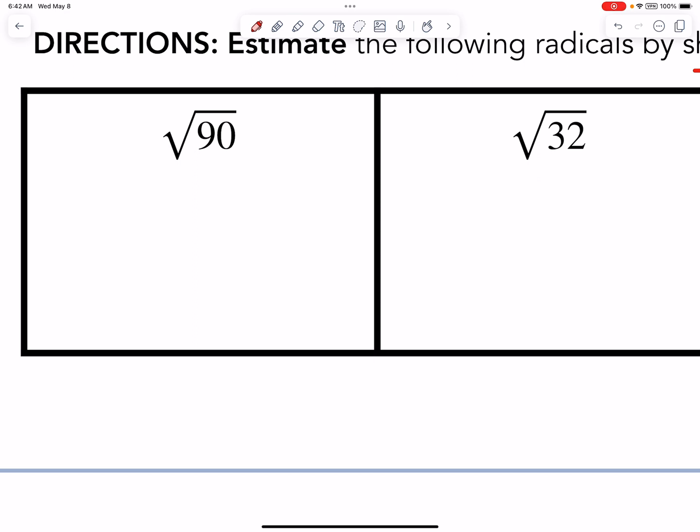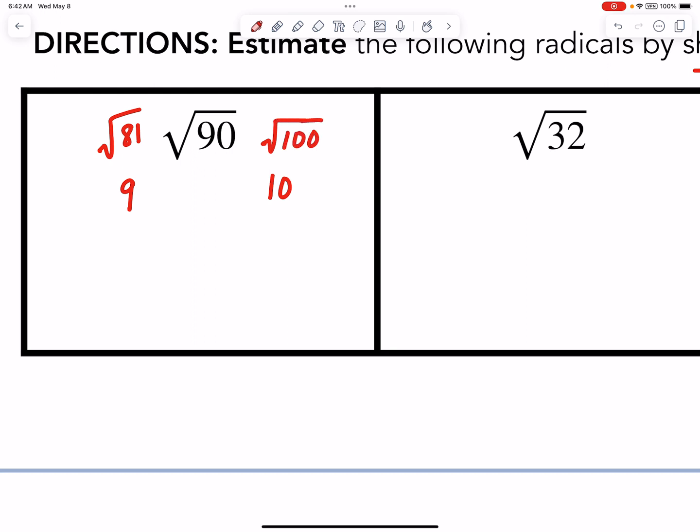We asked what times what gets me close to 90. Okay, so 10 times 10 is 100. So that's probably on the right side. 9 times 9 is 81. So yep, I'm going to put my 9 here and show the 81. I'm going to put my 10 on this side and show the 100.